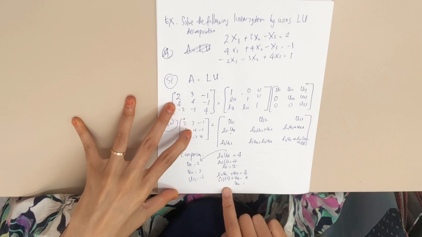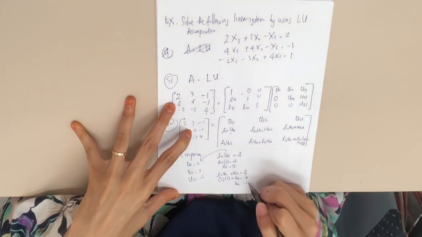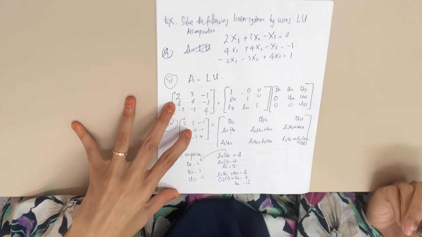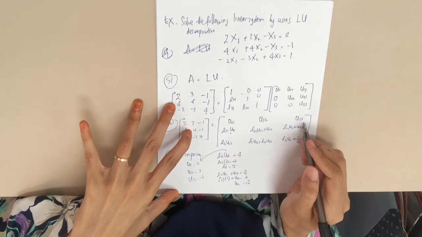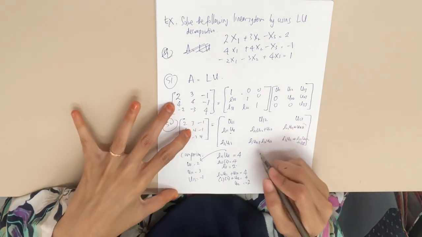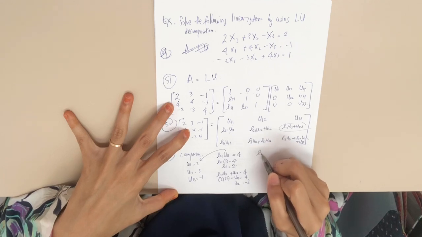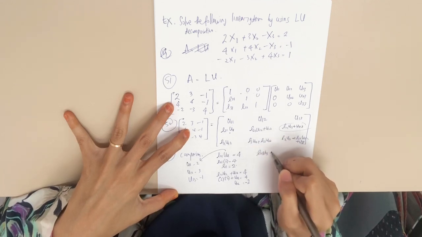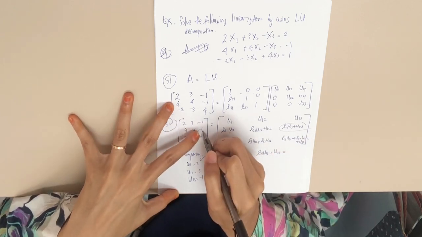4 minus 6, so it becomes -2. Okay, and then proceed with the last, the third column. We are still in row number 2, so we find out this one first. So L21 U13 plus U23 equal to -1.